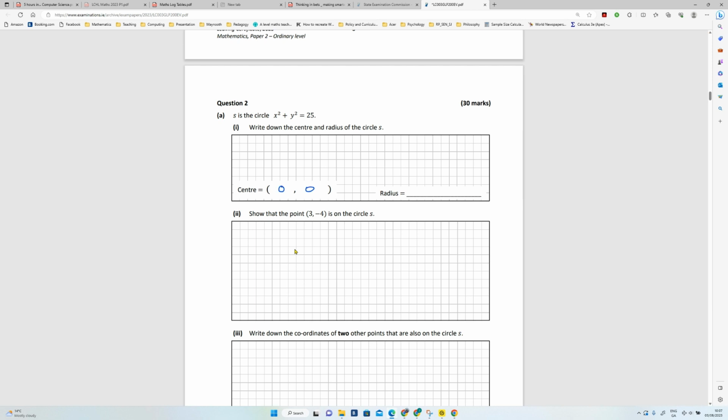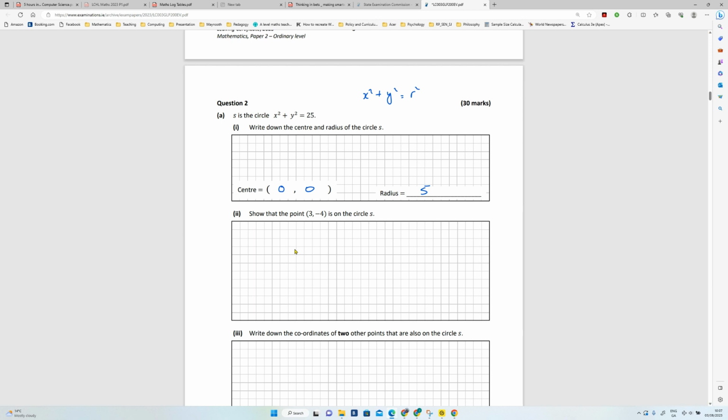So it's 0, 0. The formula here is x squared plus y squared is equal to r squared, where r is the radius. So this is going to be 5. Okay, so that's all you need to do for that one.